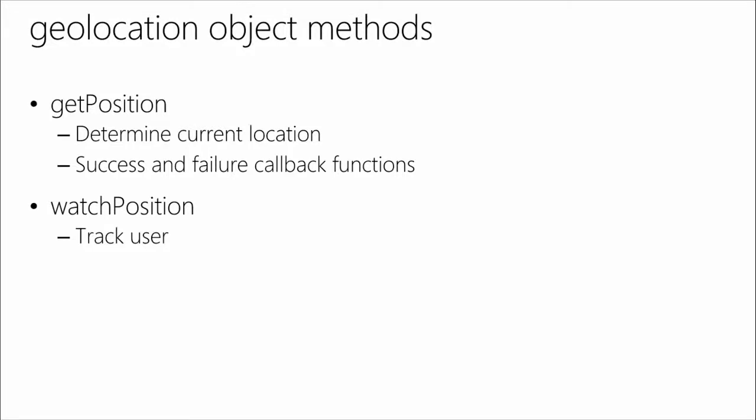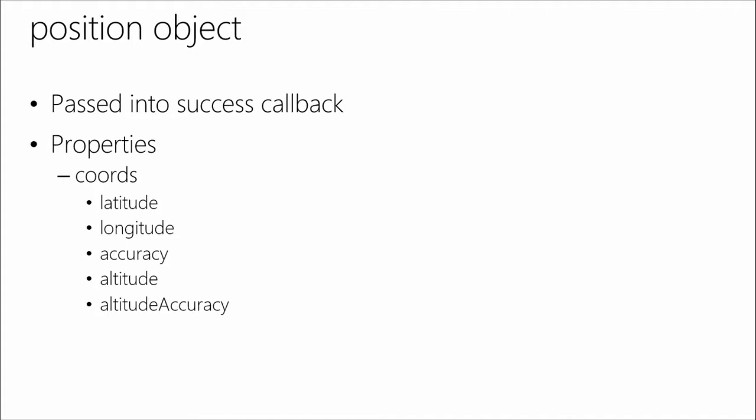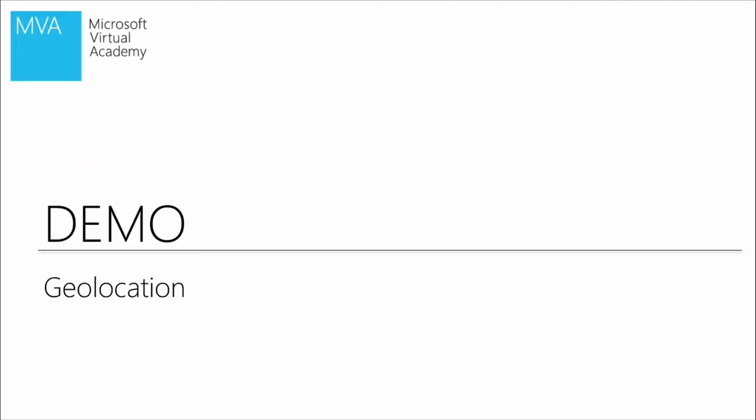All right. Now, as far as the methods that are available to us, we've got get position, which will get us the current position, and we've got watch position, which will give me the ability to track the user. Now, if I call get location, what I'm going to get inside of that success callback is the properties of the event, and in particular, the big one that I'm interested in is the coordinates. And from there, I'll be able to figure out the latitude, the longitude, the accuracy, so how close I think I am to that location, and even the altitude and the altitude accuracy.